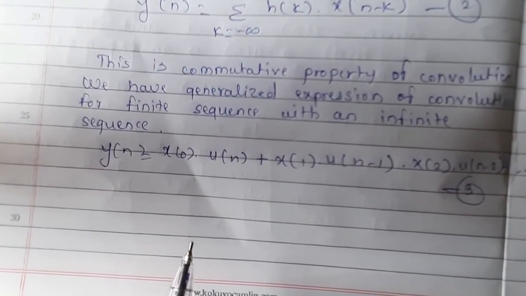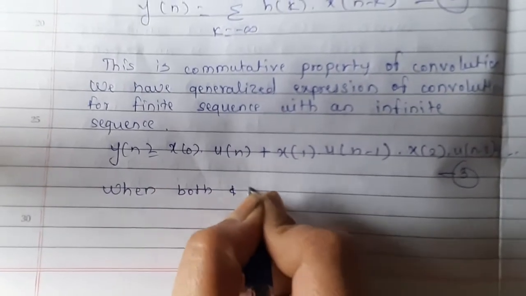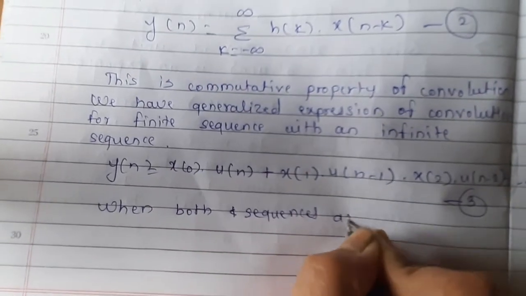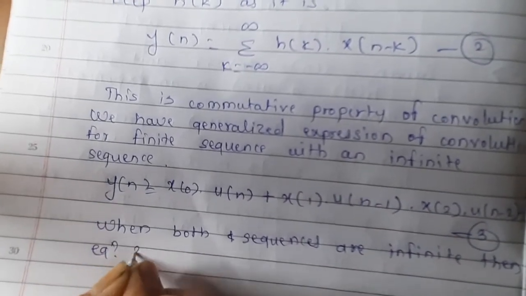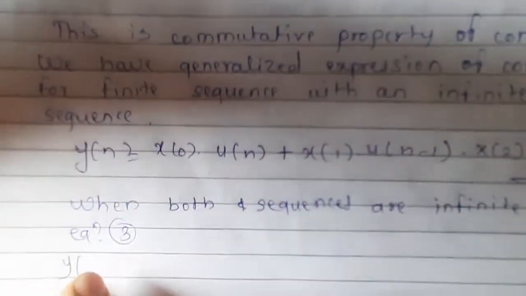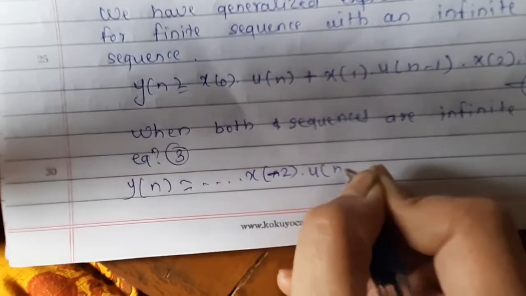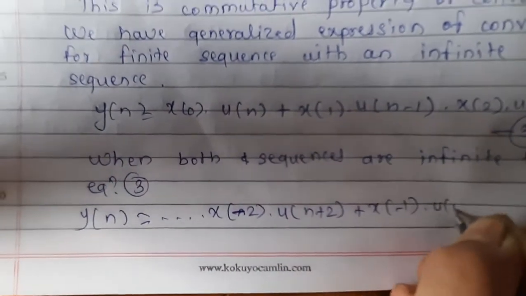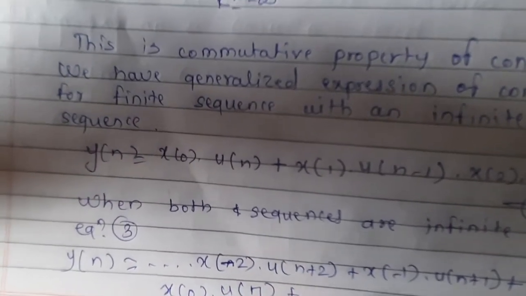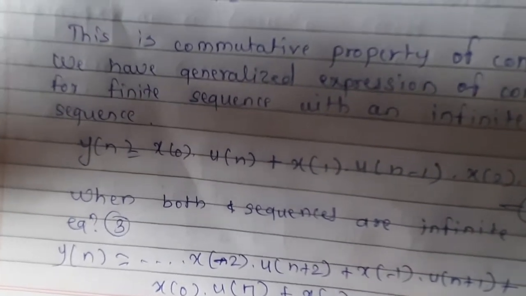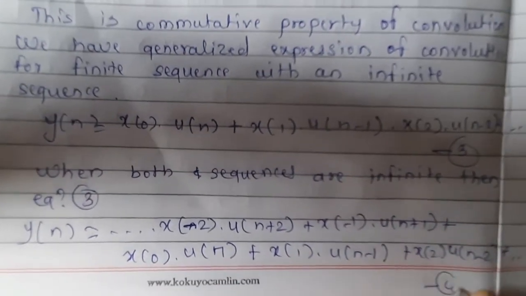Now when both the sequences are infinite, then equation 3 will be y of n is equal to dot dot dot x of minus 2 u of n plus 2 plus x of minus 1 u of n plus 1 plus x of 0 u of n plus x of 1 u of n minus 1 plus x of 2 u of n minus 2 plus dot dot dot. This is equation 4.